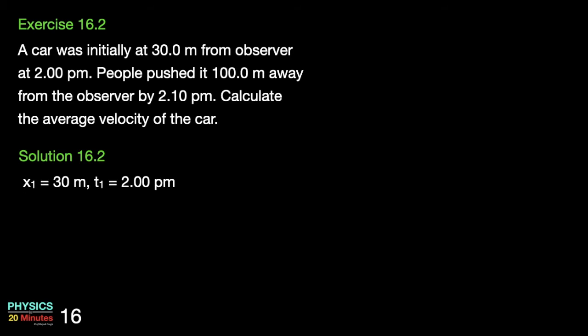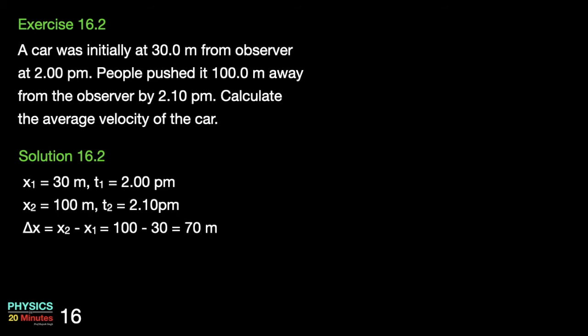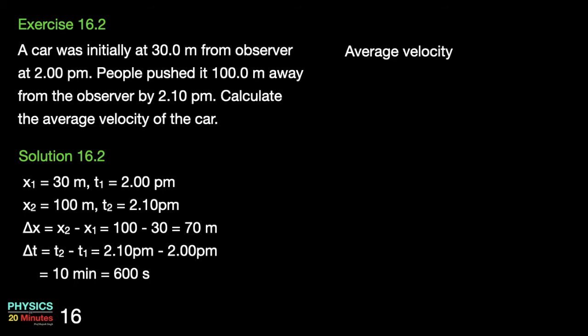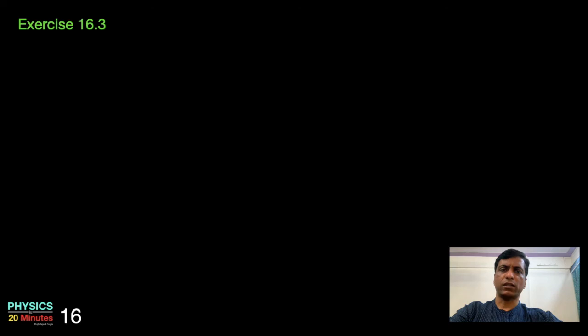x1 is equal to 30 meter, t1 is equal to 2 pm, x2 is 100 meter, t2 is 2:10 pm. Therefore, delta x is equal to x2 minus x1, which is 100 minus 30, which is 70 meter. Delta t is t2 minus t1, which is 10 minutes or 600 seconds. So what will be the average velocity? Average velocity is equal to delta x by delta t, which is 70 by 600, which comes out to be 0.117 meter per second.